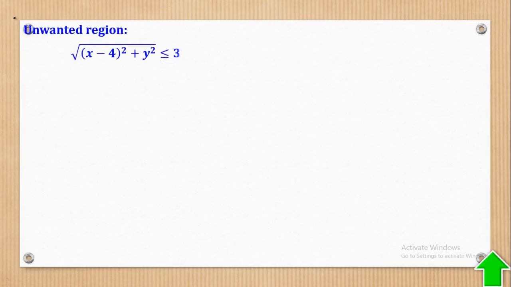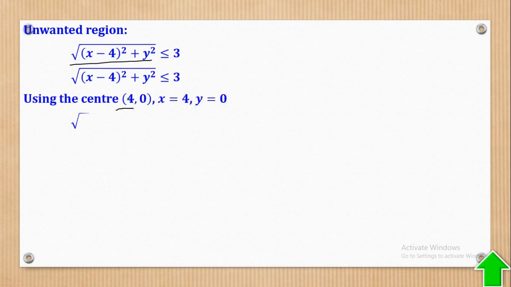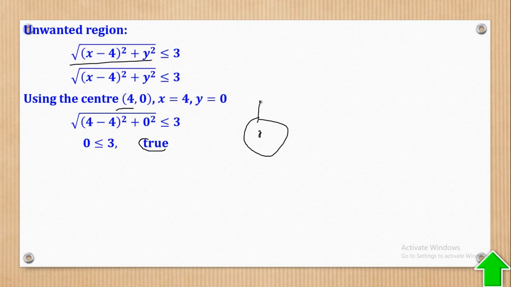So the unwanted region, we shall start from here and substitute for x and y. So using this center, we shall come up with 0, which is less or equal to 3. And this is true, meaning that where you got that point is the wanted region, so we shall shade the outside region.